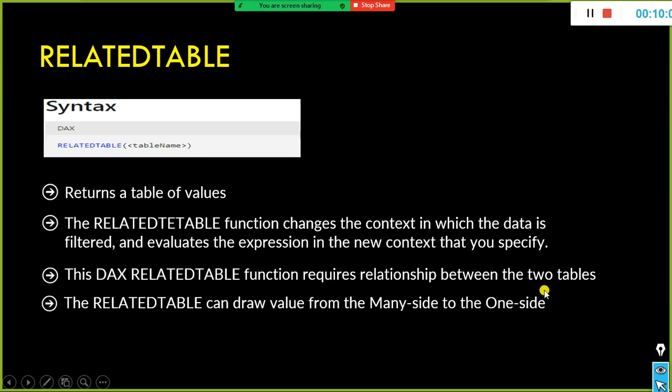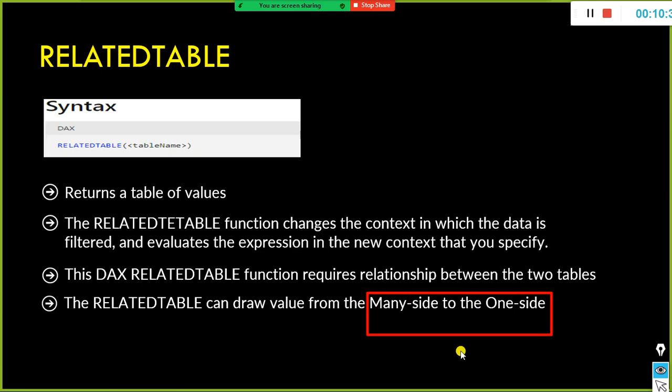The DAX related table function requires relationships. Like related, the related table function also requires a relationship between the tables. If you don't have the relationship, it will not get the values. The related table can draw values from the many side to the one side. You need to remember this: many to one, and the previous one is one to many. Related table is many to one. Related is one to many. You remember this.